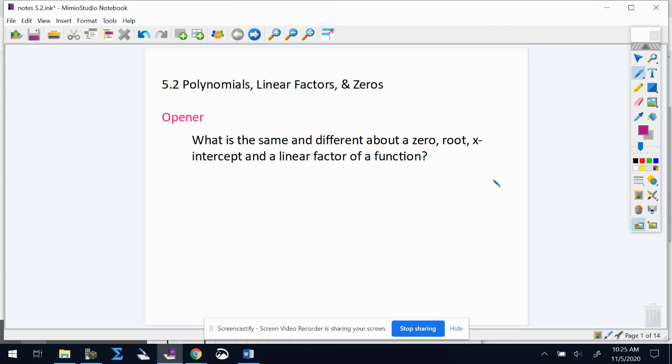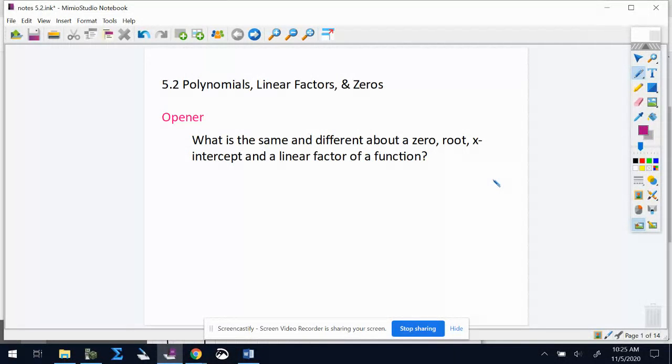All right, we are moving into section 5.2, and you're going to find that 5.2 is very descriptive in nature, again, just like 5.1. We're going to do a little bit more to connect the visual, the graph, to some of the factoring and some of the solving that we've done in last chapter. So 5.2 is called Polynomials, Linear Factors, and Zeros.